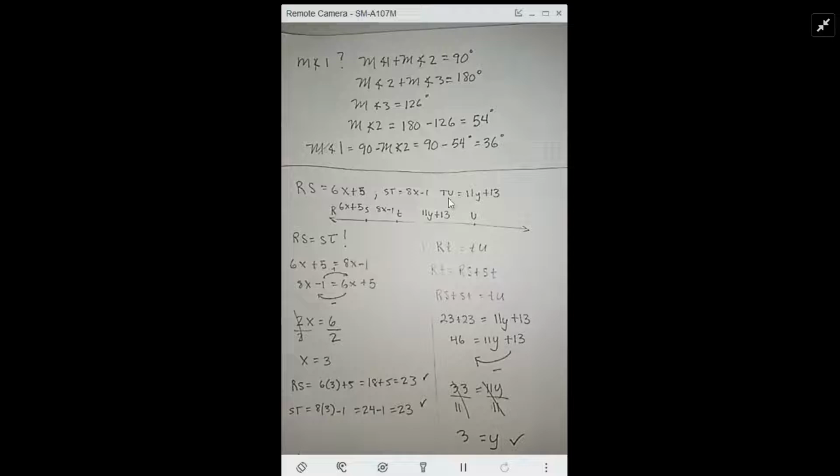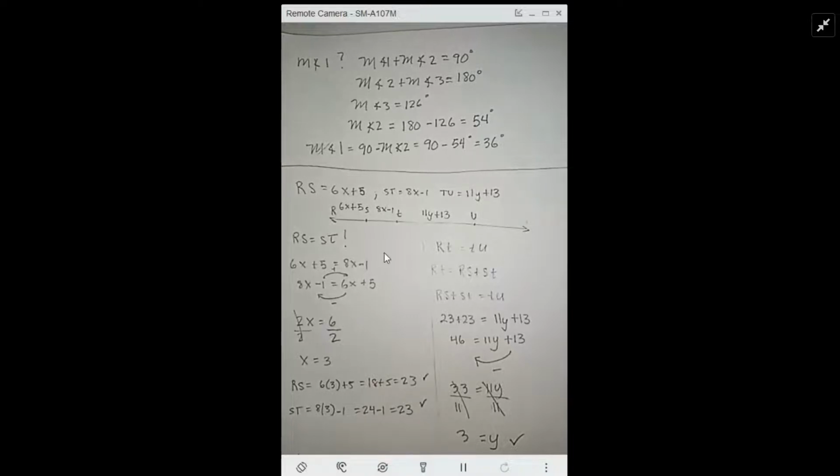I'm pretty sure if you've made it this far, you can probably do all of this. So I'm going to brush through it at a steady pace, and hopefully it's not too fast for you. RS equals ST, we said that. 6x plus 5 equals 8x minus 1. Do the algebra. We find x equals 3. Plug the 3 in. RS equals 23. ST equals 23. So the definition of a midpoint has been satisfied, that these two segments are equal.